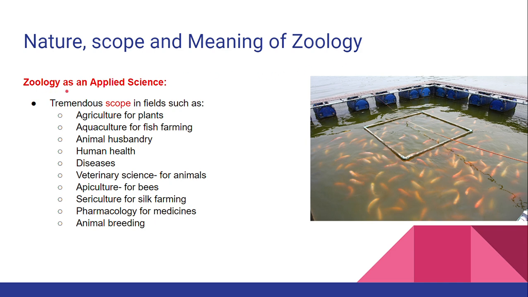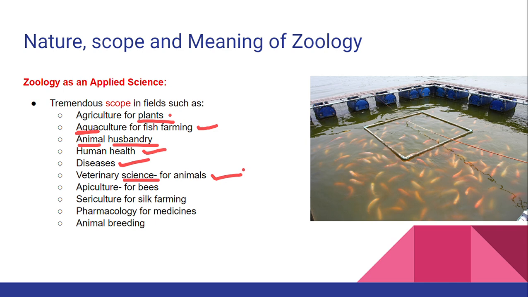Now, zoology as an applied science has tremendous scope in fields such as, what are the scopes of zoology? It is nothing but your agriculture. Agriculture is for plants. Aquaculture, aqua means water, is basically for fish. Obviously you will have prawns and many others. Animal husbandry means taking care of animals. Human health you already know. Disease you already know. Veterinary science means we deal with animals, right?